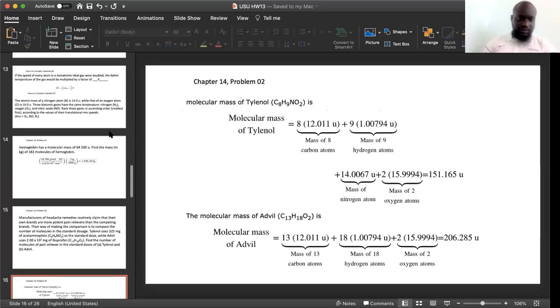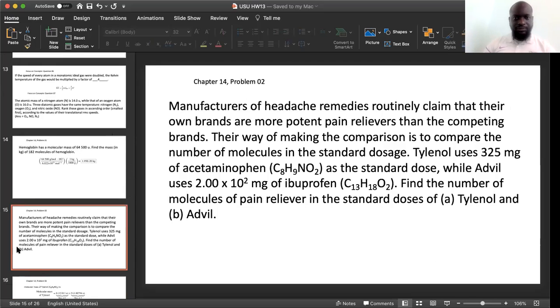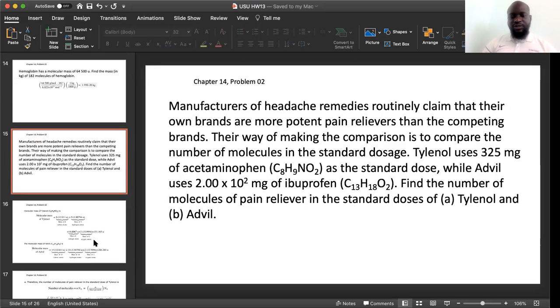Okay, next problem says, chapter 14, problem 02. Manufacturers of headache remedies routinely claim that their own brands are more potent pain relievers than the competing brands. Their way of making the comparison is to compare the number of molecules in the standard dosage. Tylenol uses 325 milligrams of acetaminophen, which is this guy. So we're going to add the mass of 8 carbon, 9 hydrogen, 1 nitrogen, 2 oxygen to get the molecular mass of this guy.